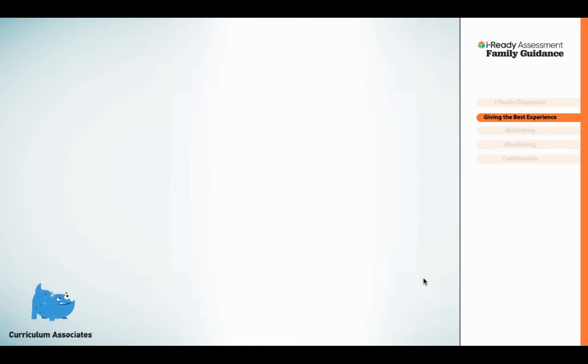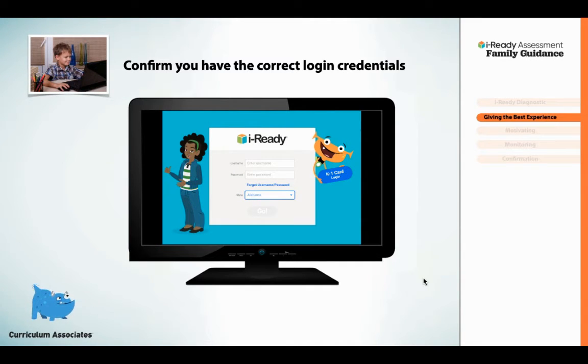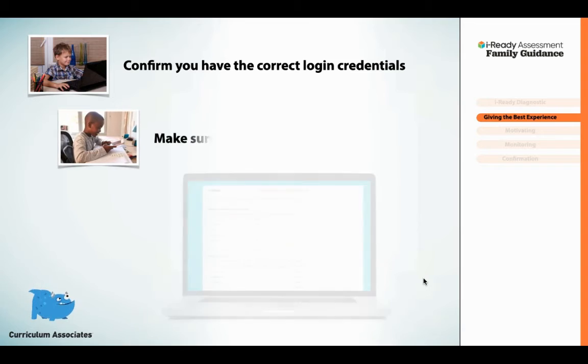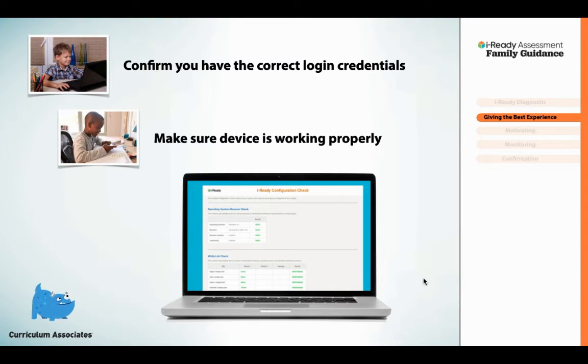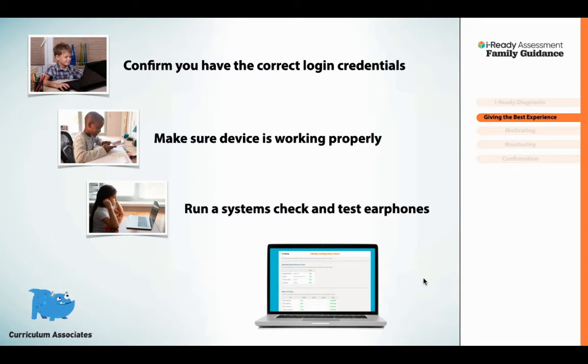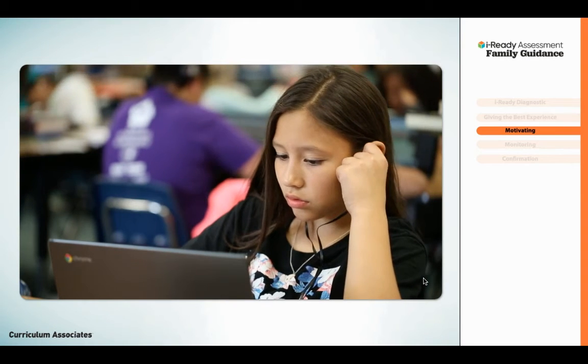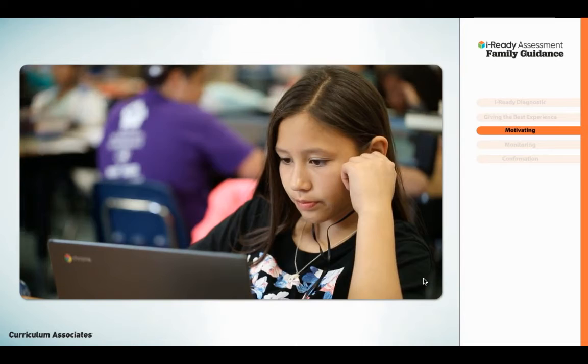Once you've chosen when and where your child will take the assessment, you'll want to make sure everything is working correctly. Confirm that you have the correct login information from your child's teacher. Then, check the device that you're using is working properly. We recommend you run a systems check and test earphones before your child starts to take the test. Finally, gather paper and pencils for your student so they can work out math problems and take notes while they're taking the test. Even though the test is on a computer, your student can still use scratch paper to work out problems.